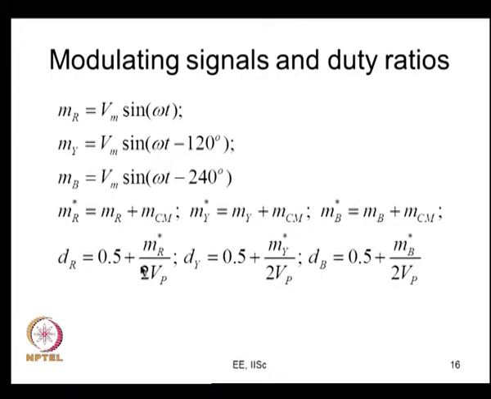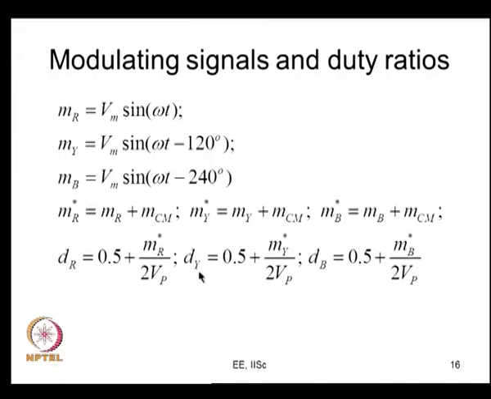What do we mean by duty ratio of R phase? We mean the fraction of the time for which the R phase top device is on to the total subcycle duration. So, if the top device is on, let us call it T plus, for a duration T plus, and the bottom device is on for a duration T minus in one subcycle, then the duty ratio is T plus divided by Ts. So, this is for R phase.